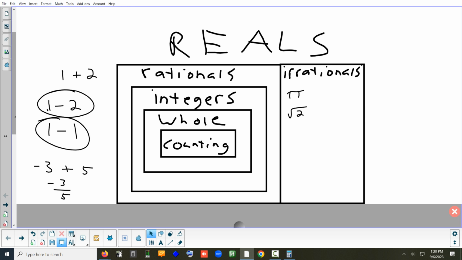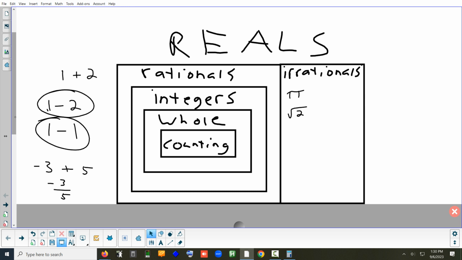And then if you put together all the numbers that you can write as fractions, the rationals, and all the numbers that you can't write as fractions, the irrationals, those are called real numbers. So real numbers make up everything you study in Algebra 1.